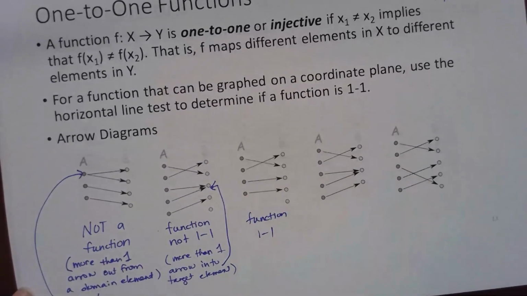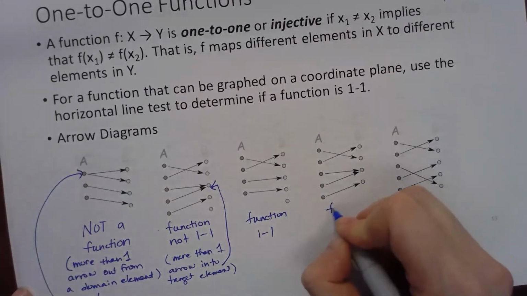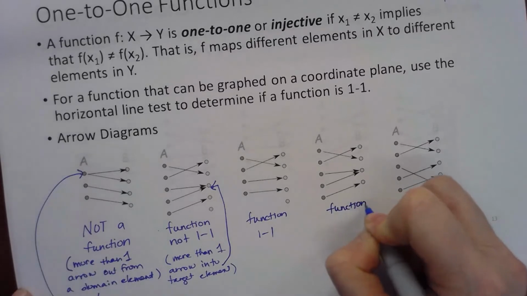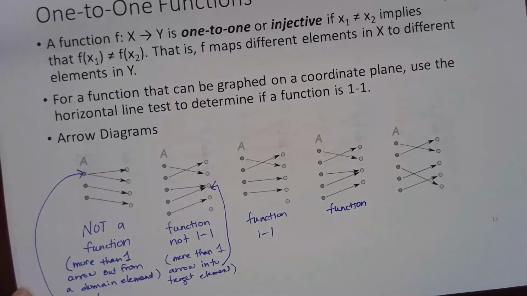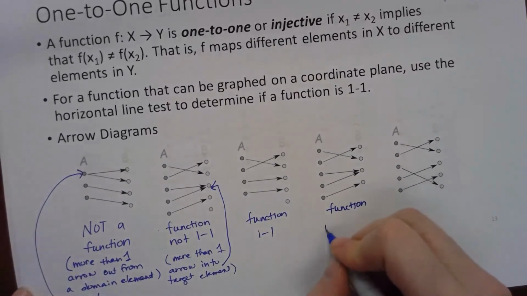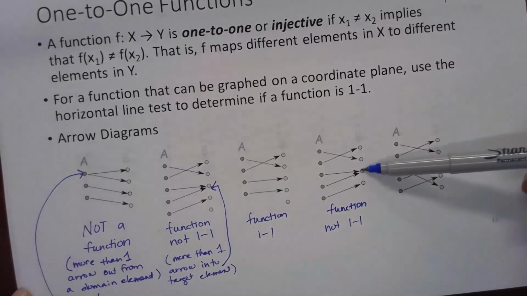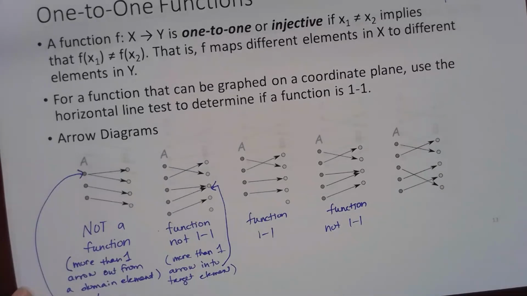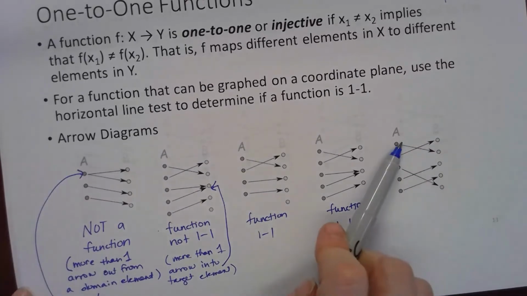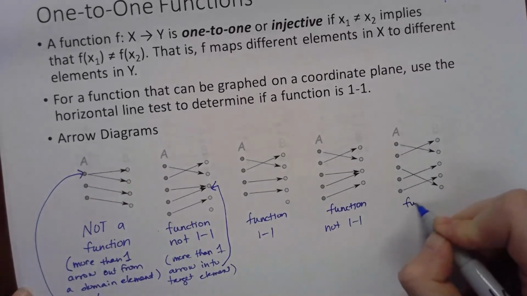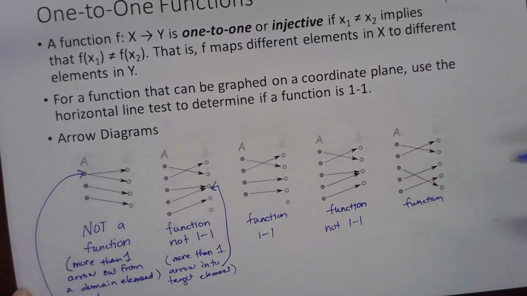Okay, how about this one? Is it a function? Yep, I see some head shaking. Yes, this one's a function, only one arrow out. Is it one-to-one? No, it's not one-to-one. Okay, because we see this right here where it's got multiple arrows coming in. And this one, one arrow out, it's a function. One arrow in everywhere, so it is one-to-one.